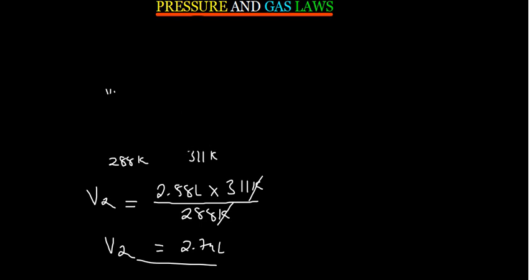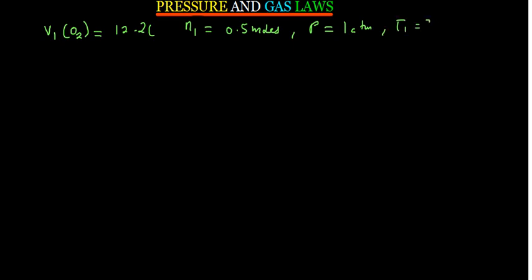Let's consider also another example here. Let's suppose we have a 12.2 liters sample of oxygen. That is volume 1 of oxygen, which is given as 12.2 liters, and it contains the first number of moles, 0.5 moles, at a pressure, which is P1, of 1 atmosphere, and at a temperature, T1, of 25 degrees Celsius.